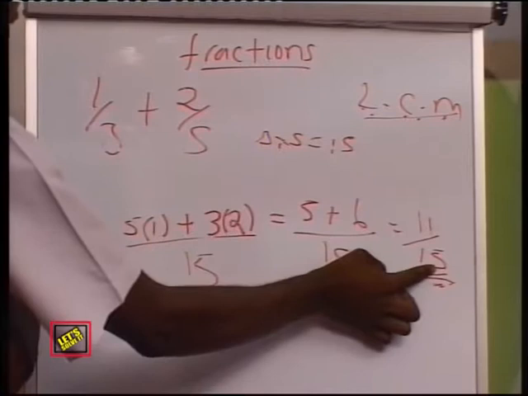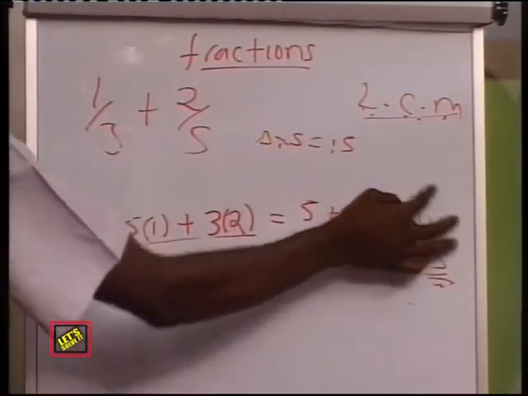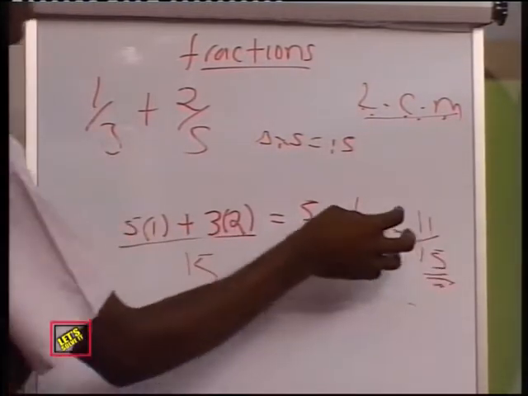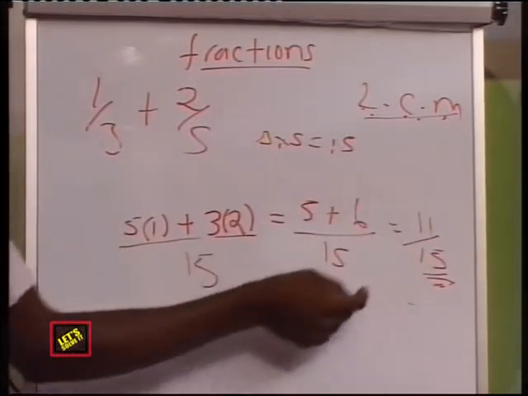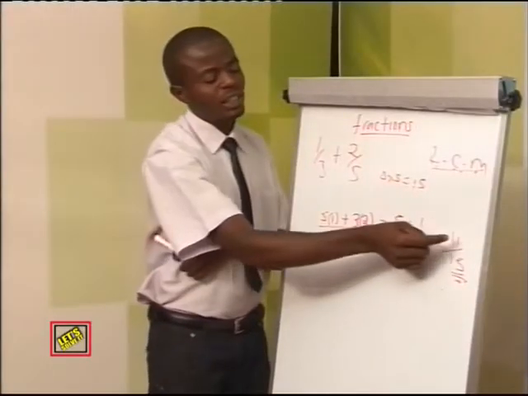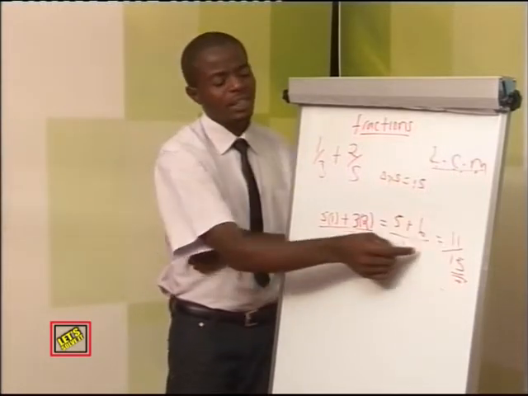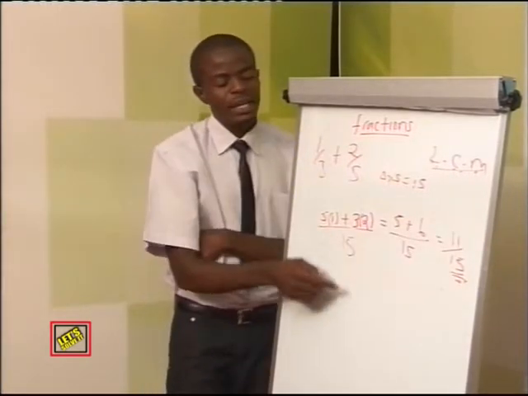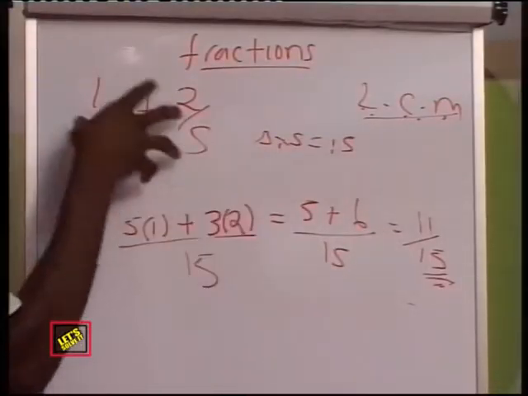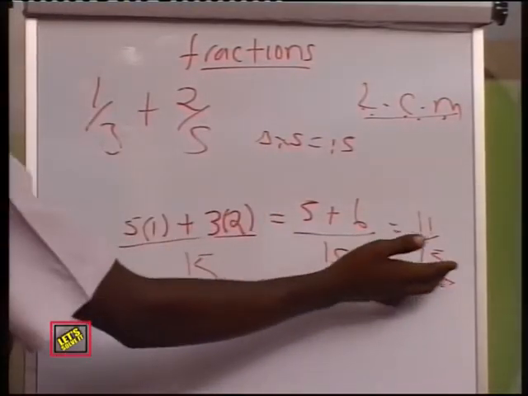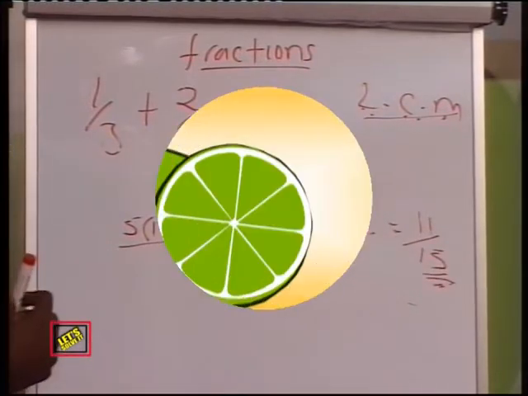Over the LCM, 15. Then here, to be sure, we ask ourselves whether we can find a number which can go into 11 and 15 without leaving a remainder. To start with, can 11 go into 11 without leaving a remainder? Yes. Can 11 go into 15 without leaving a remainder? The answer is no. There is no other number, so the answer ends there.